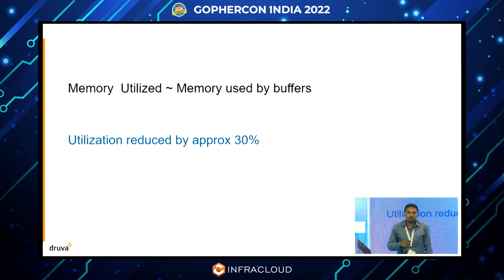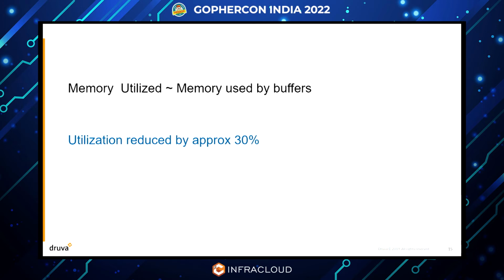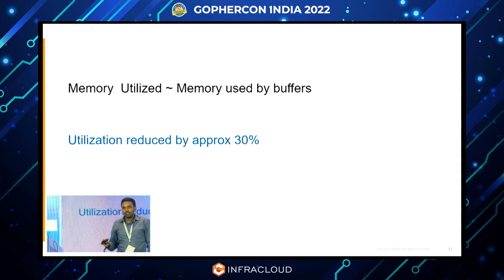Now we don't need one Goroutine for each connection. So our memory utilization is approximately equal to the memory utilized by the buffers which the WebSocket library allocated. Here we have reduced our memory utilization by approximately 30%. But that's not enough, right? Still our salary is at stake.